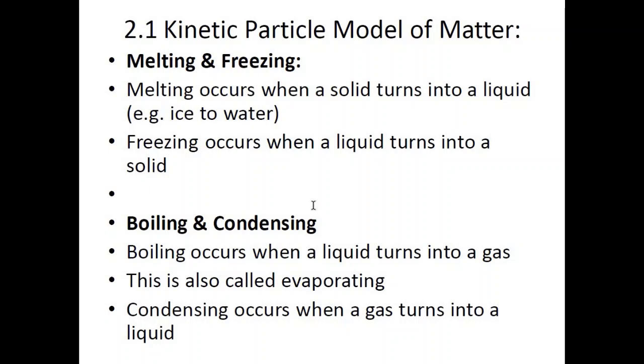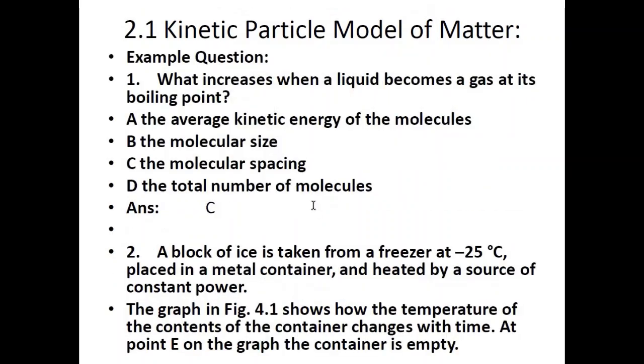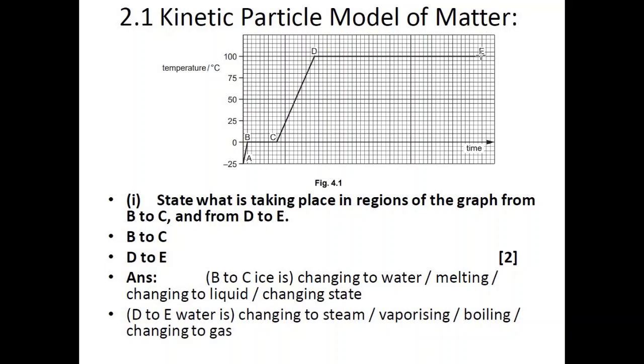Melting and freezing. Melting occurs when a solid turns into a liquid. For example, ice turns into water. And freezing occurs when a liquid turns into a solid. For example, water freezes in the form of ice. Boiling and condensing. Boiling occurs when a liquid turns into a gas, which is sometimes also known as evaporating, whereas condensing occurs when a gas turns into a liquid. This curve is reversible. Sometimes we have steam which cools down and turns into liquid, and then it further cools down and turns into a solid.